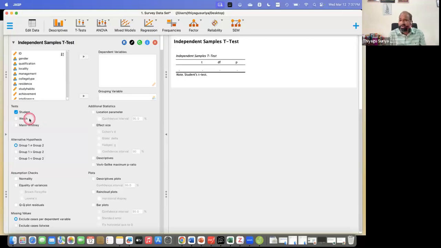Even in SPSS, we have the Student t-test as well as the Welch t-test, but people do not check whether we are doing the Student t-test or the Welch t-test. That is called the Welch t-test. Any difference? Any idea? When can we use the Student t-test, and when can we use the Welch t-test?